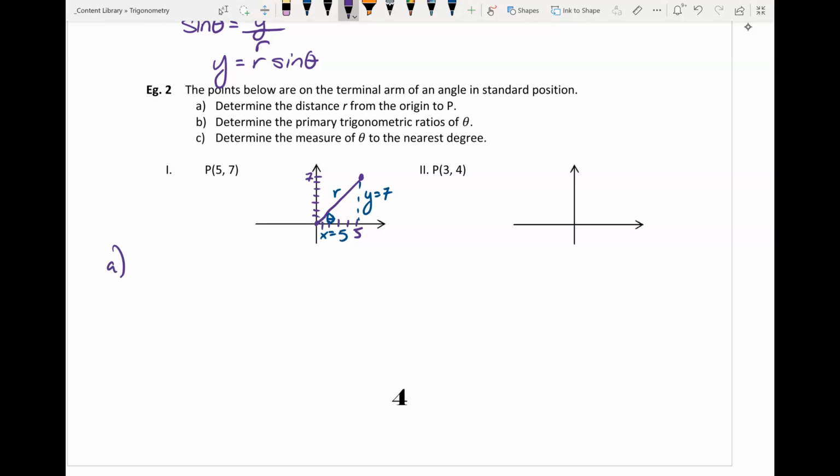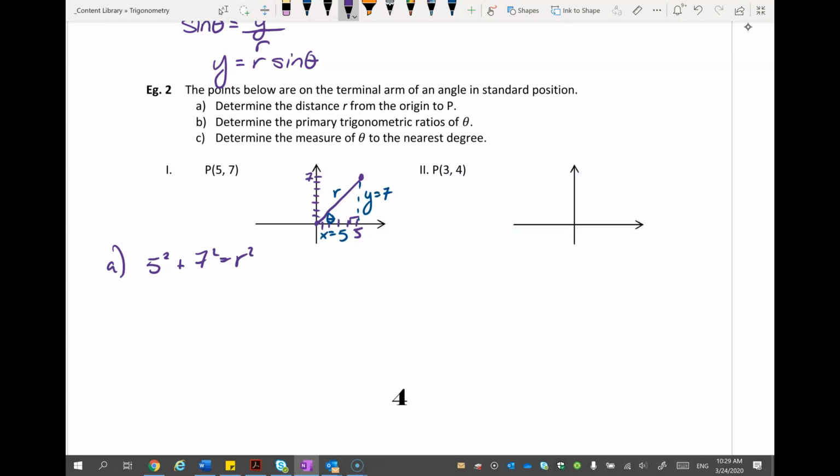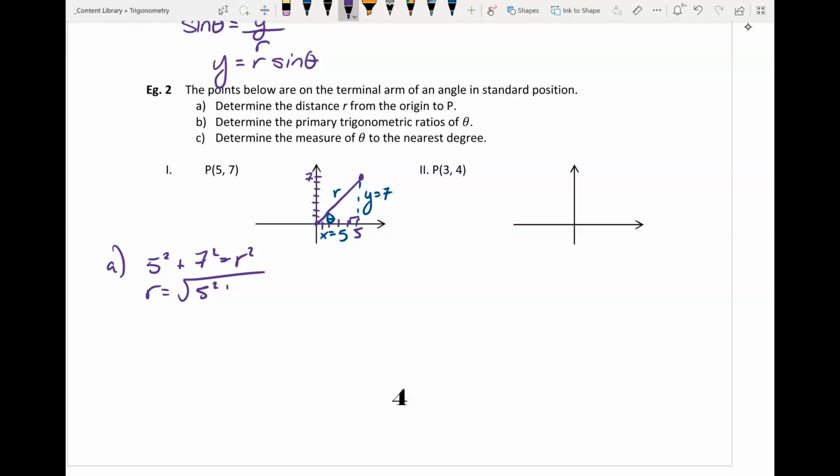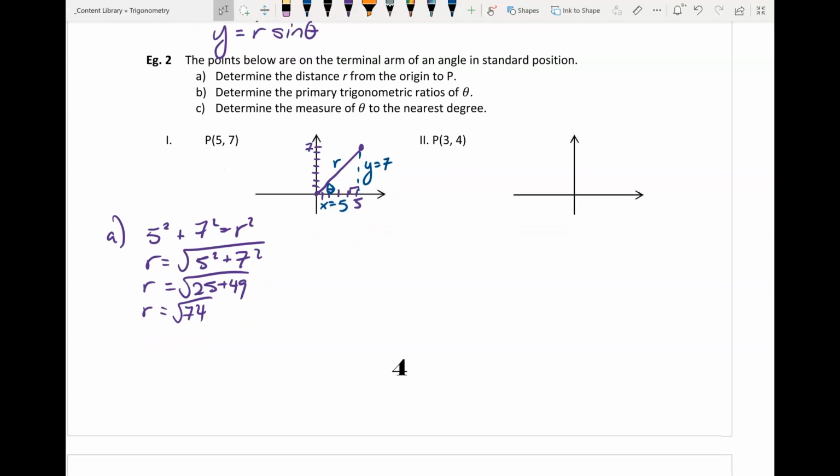Let's try to answer the first question and find r. We have a right triangle here with sides 7 and 5, and we want to find r. So I'm going to use Pythagoras. That's 5 squared plus 7 squared is equal to r squared. But I want to solve for r, so I'll square root both sides. And simplify, which is the square root of 25 plus 49, and that is the square root of 74. So that's r. I'm just going to leave it as is like this. Some cases you won't be using a calculator at all, so if it's in radical form, you just leave it in radical form.